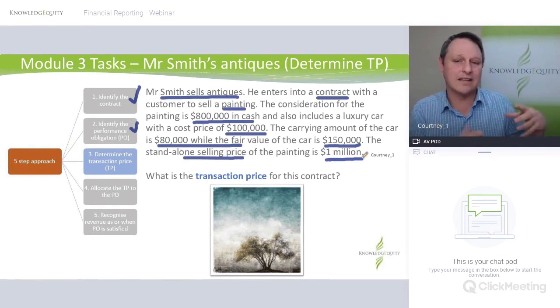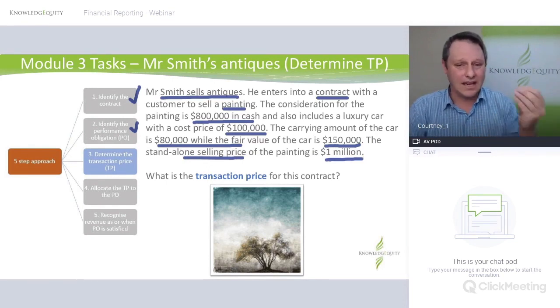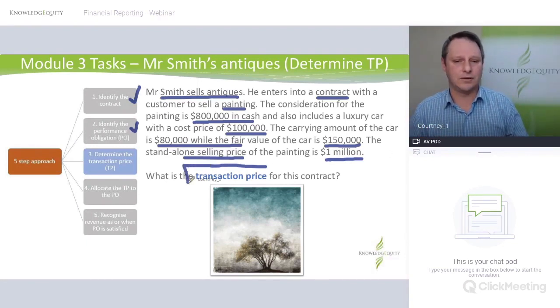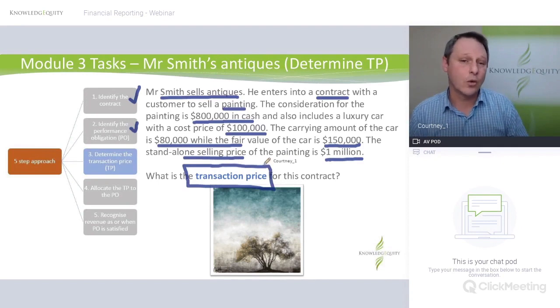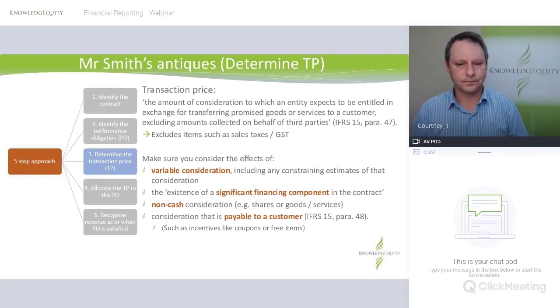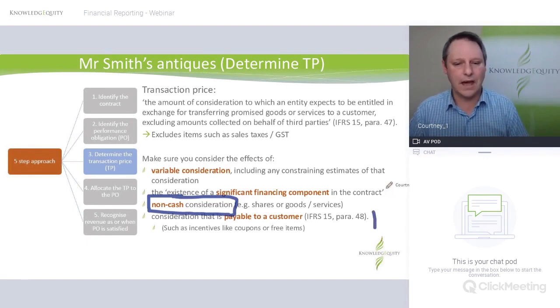So we're finding that the painting itself is worth $1 million, $800,000 cash. Do we add $80,000 or $150,000 or $100,000 to determine the transaction price? Because in this case, we are dealing with some non-cash consideration taking place here. The other items aren't as relevant. There's no consideration payable by the customer. There's no discount. It's not variable, and there's not a significant financing component.